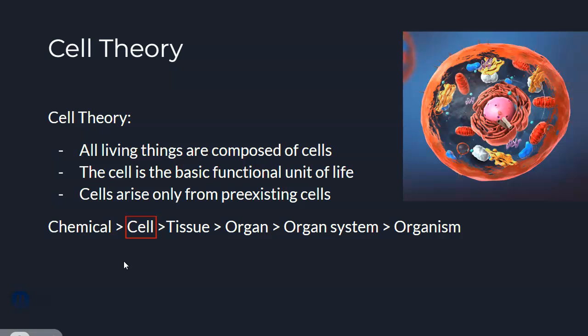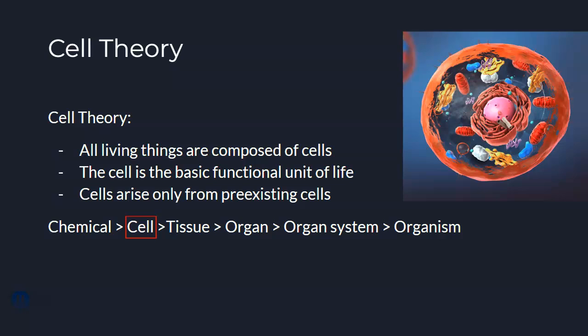The cell theory tells us that, for one, all living things are composed or made of cells. This just means that if there is any organism that is alive, the theory states that that organism is made up of cells. Cells also are the basic functional unit of life. Without life, we would not have cells. Cells are the building block of life. And also, cells arise only from pre-existing cells.